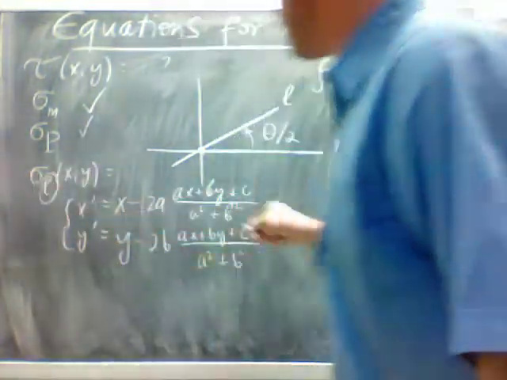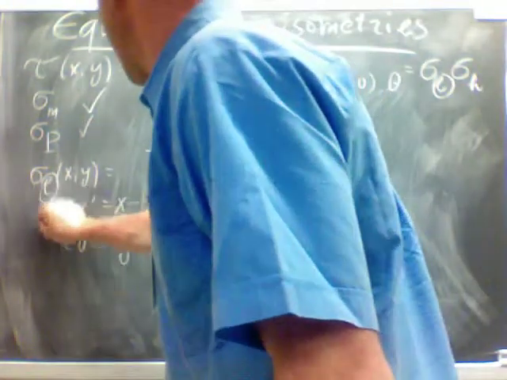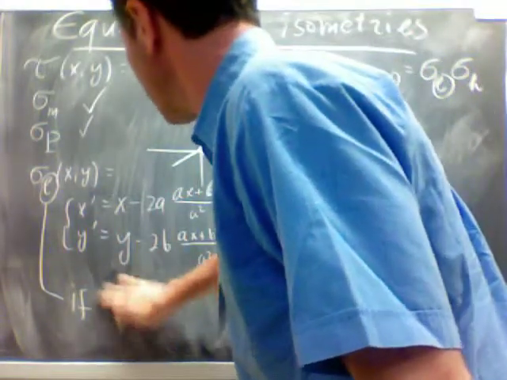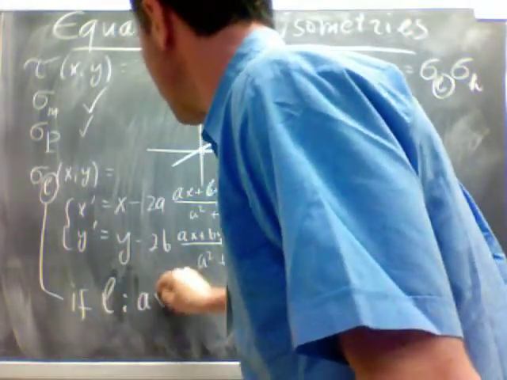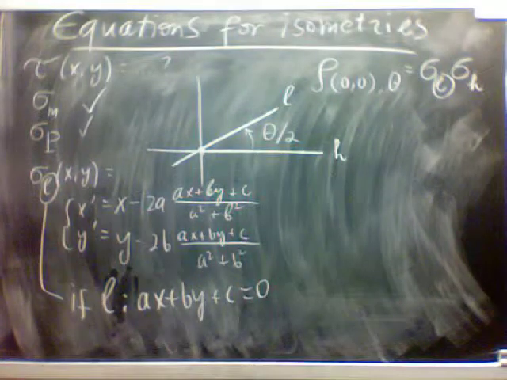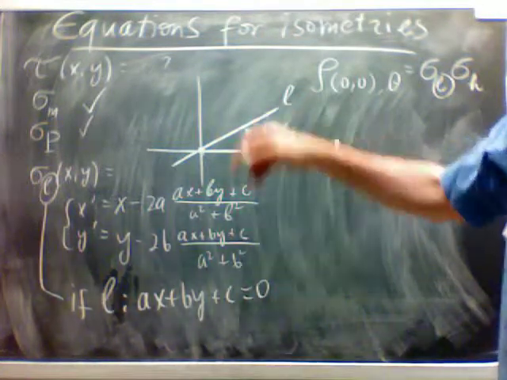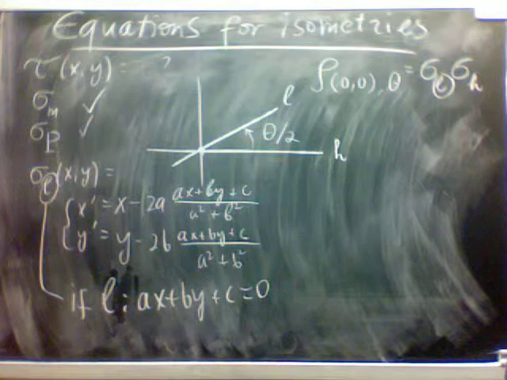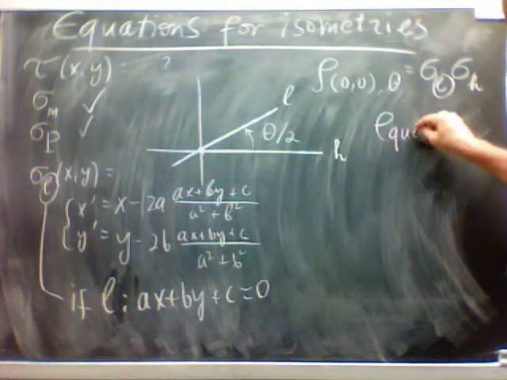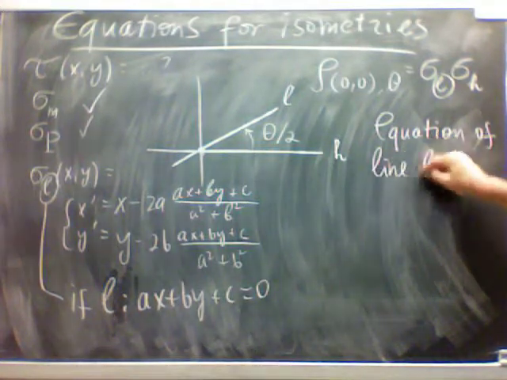So for general reflections, these are the equations if L is given by ax plus by plus c equals 0. Fine. So in our particular case, we just have to figure out the equation of this line L then. What is this equation? Any idea? So the equation of line L.